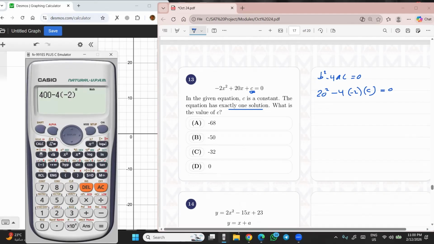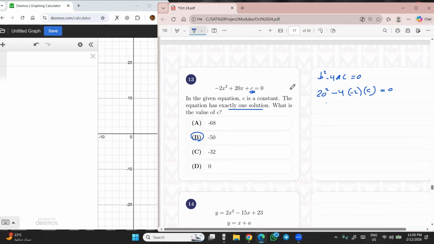And then multiplied by a letter like c, but we can use x instead of c, and then write equals 0. Then use shift calc to get the value of c, which is negative 50. So negative 50 is the answer, letter B. We use Desmos also as another tool that can help in this kind of questions, and you can judge which one is easier for you.